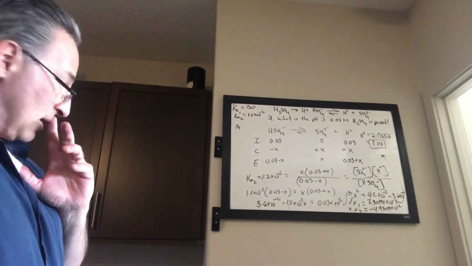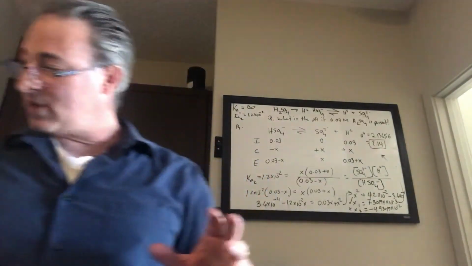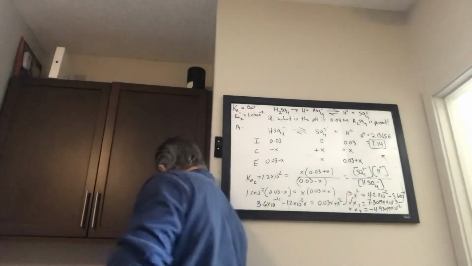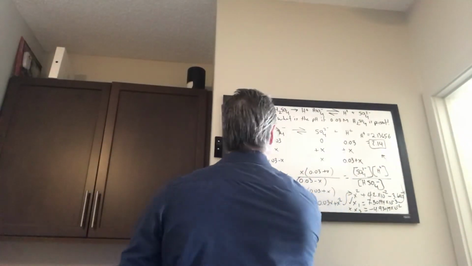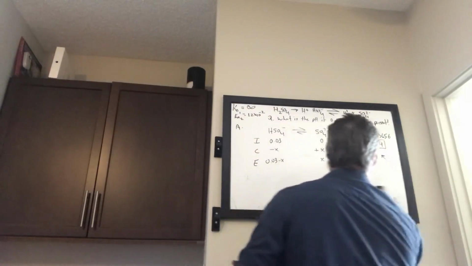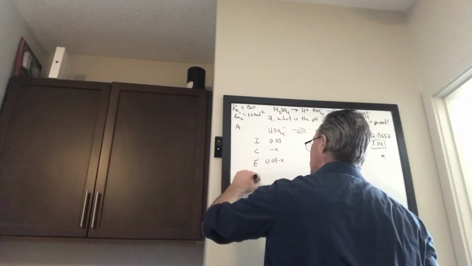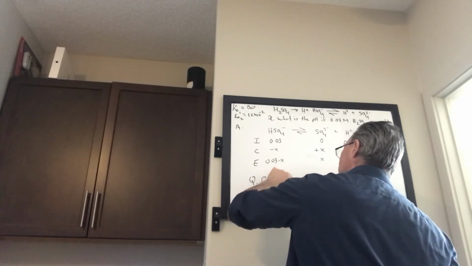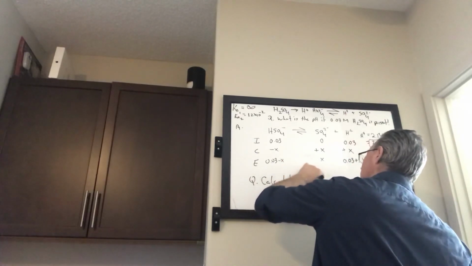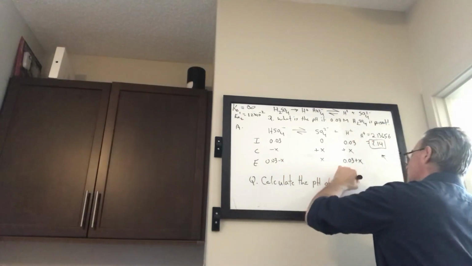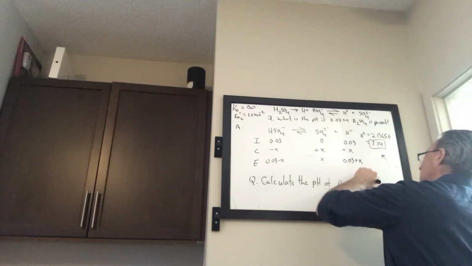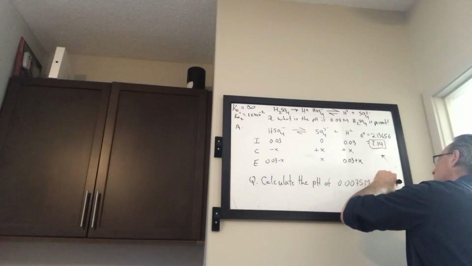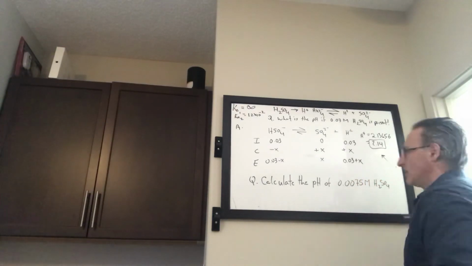Okay? Try this. Using the same technique, calculate the pH of a 0.075 molar H2SO4 solution. Okay? And we'll talk tomorrow.